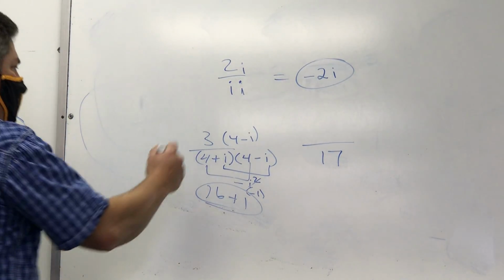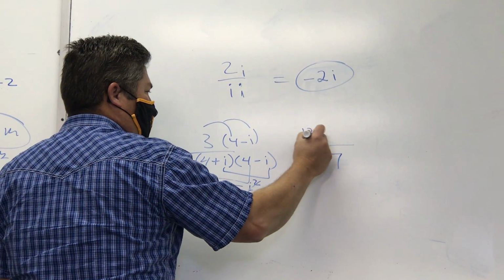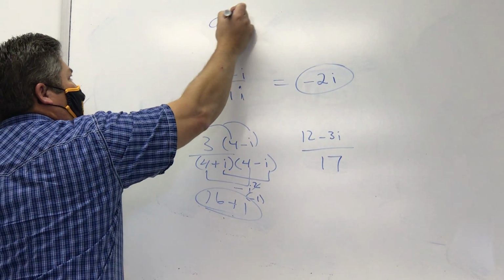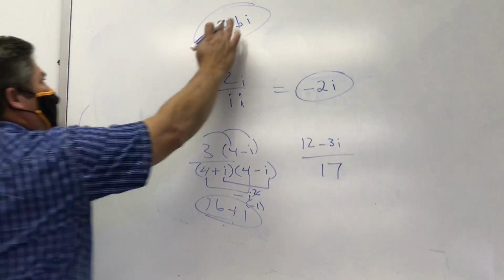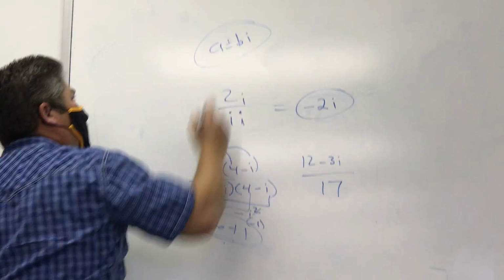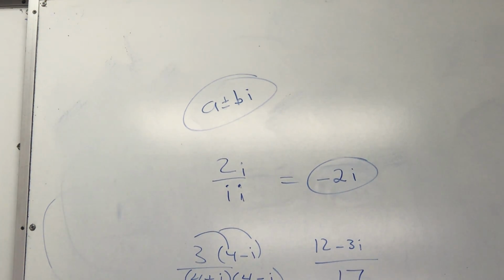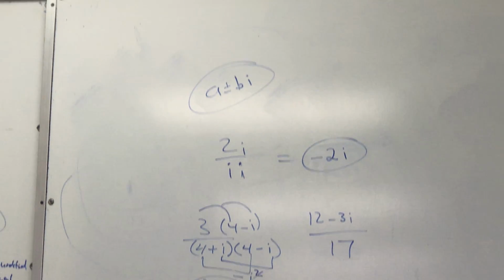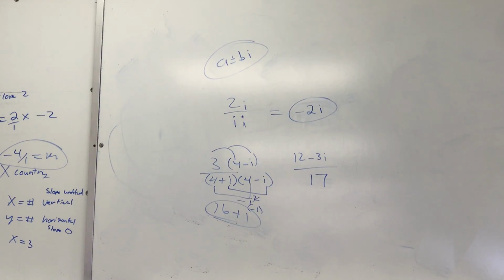Well, on top, I would just distribute it so that it's in a plus bi form. This is 12 minus 3i. By the way, you probably want this in your notes. A plus or minus bi is called complex form. Okay? That means there's a real part and there's a what? Imaginary part. There's a real part and an imaginary part.